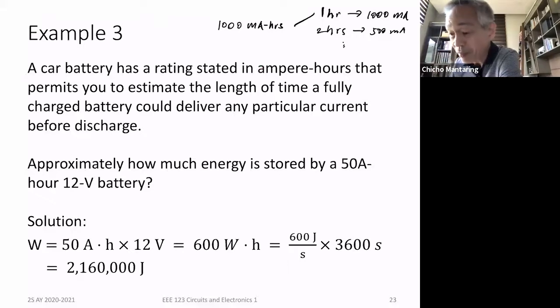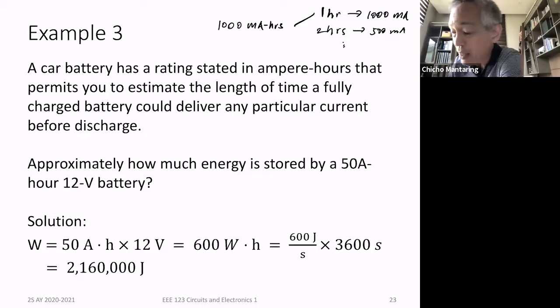Now, approximately how much energy is stored in a 50 ampere hour, 12 volt battery? So that's typical. A car battery is about 50 ampere hours. If the car is big, it's a little bit higher. What is the solution?